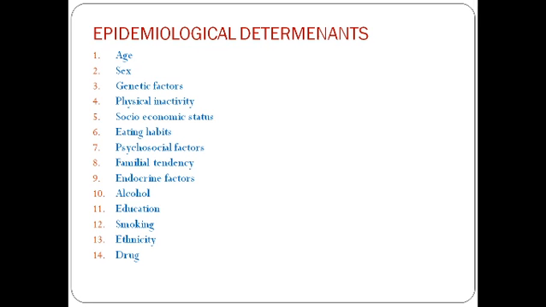Next is sex. Women generally have a higher rate of obesity than men, although men have a higher rate of overweight. On the other hand, in many developing countries, repeated pregnancies at short intervals are often associated with weight loss rather than weight gain. Next is genetic factors. There is a genetic component in the etiology of obesity. Twin studies have shown a close correlation between the weights of identical twins.